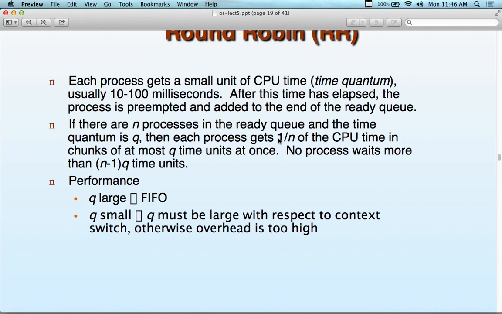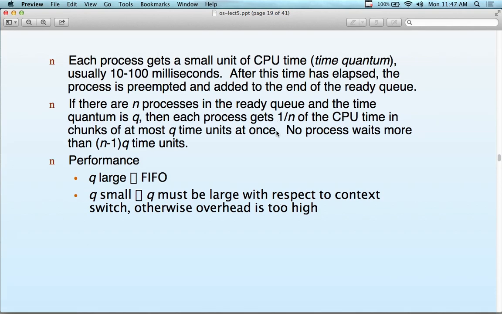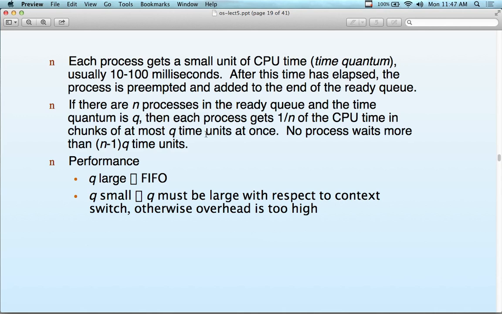If there are n processes in the ready queue, and the time quantum is q, and you can come up with these variables on your own, you can set the number of processes and the quantum time, and each process gets 1/n of the CPU time in chunks of at most q time units. So if everyone gets 4, then everyone's going to get 4. You only need 1, and you got 3 left over. So you can probably imagine that there's introduction of wasted time, and then there's swapping that goes on. So no process waits more than (n-1)q time units.